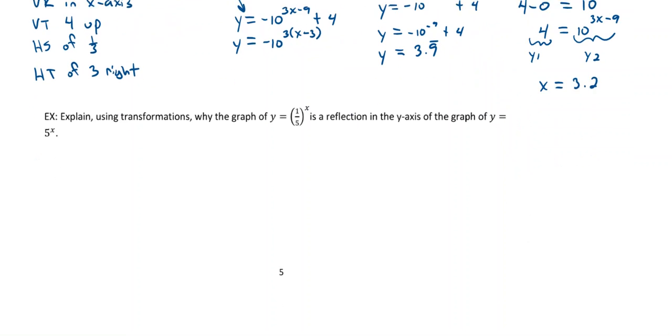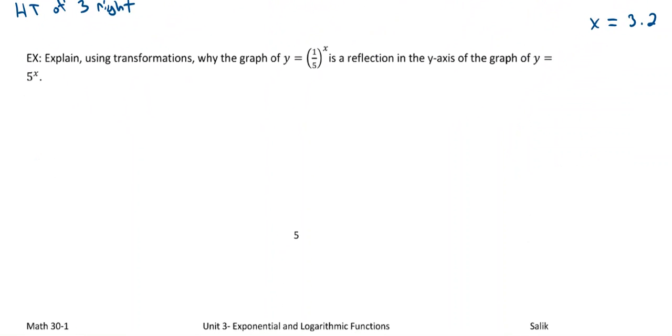All right, next one. It says, explain using transformations why the graph of y equals 1 over 5 to the x is just a reflection in the y-axis of the graph of y equals 5 to the x. Do you think you guys are bright? All right, so I'll write it out here though.